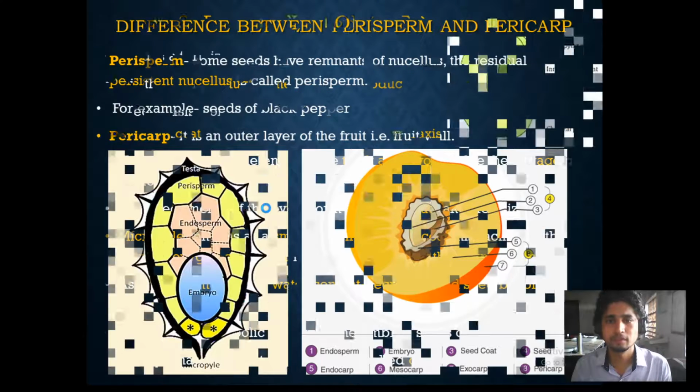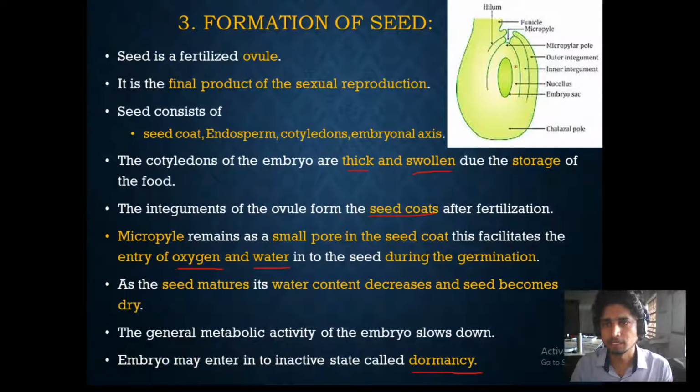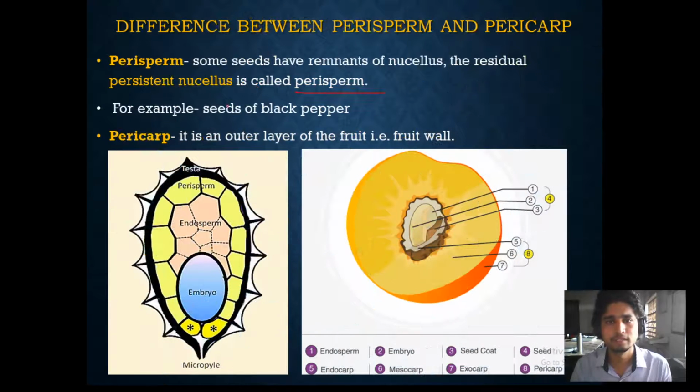We know that nucellus is present around the embryo sac, and this embryo sac develops into the embryo. But when the nucellus carries the food storage materials even after the fertilization, such a remnant or persistent nucellus is called perisperm. So in short, perisperm is the persistent nucellus after the fertilization.